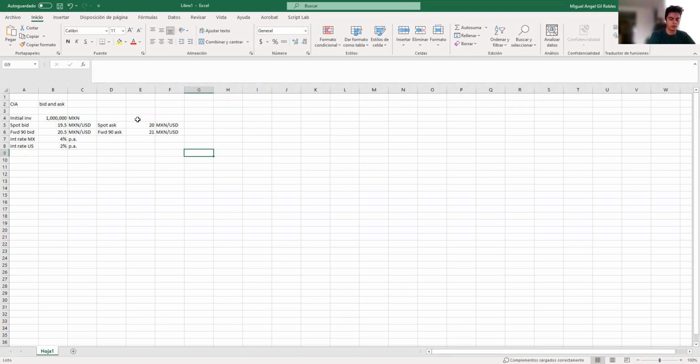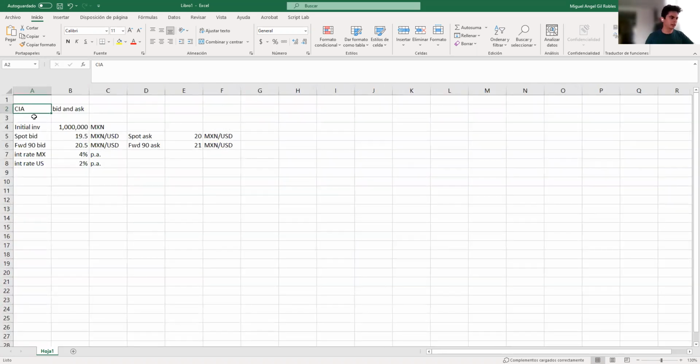So the new thing that we are going to do today is kind of the next step from what we learned in one of the classes from second semester, which was the covered interest arbitrage. I hope you remember the CIA. It was actually part of the partial exam.